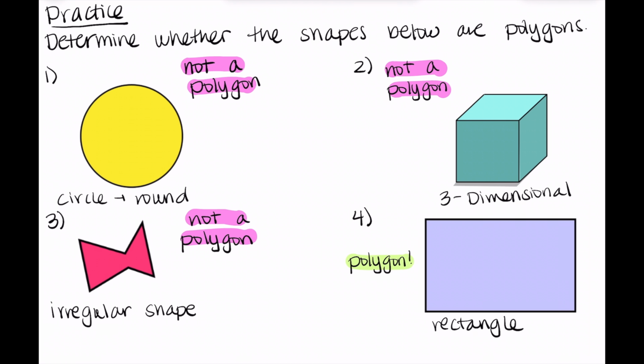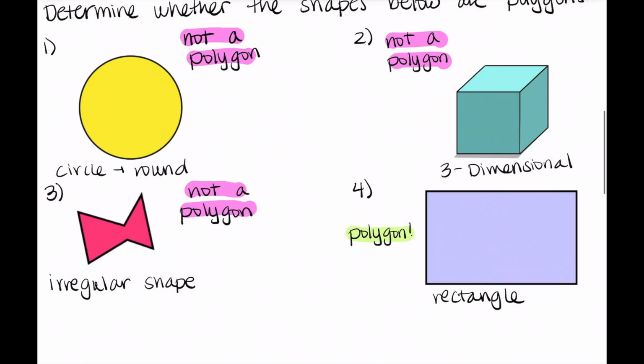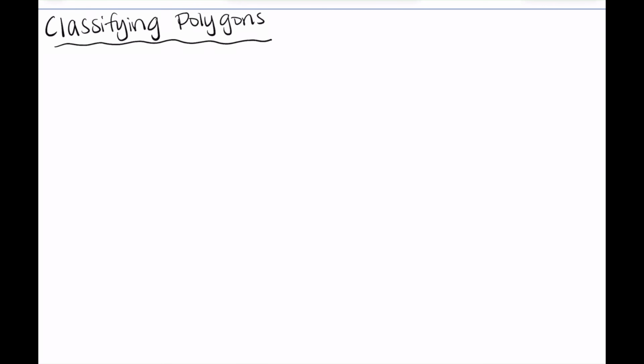So now that we have a visual of what polygons look like versus what they don't look like, we can begin classifying the polygons. So for this section, I'm going to color code all these shapes and write a few different differentiating factors for each of them so we can look at all of them as a whole.